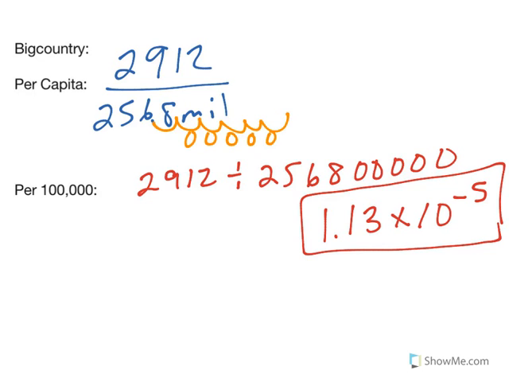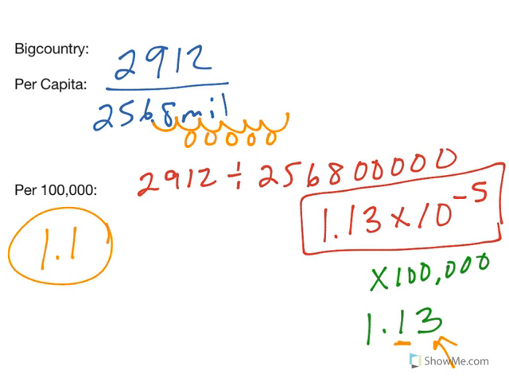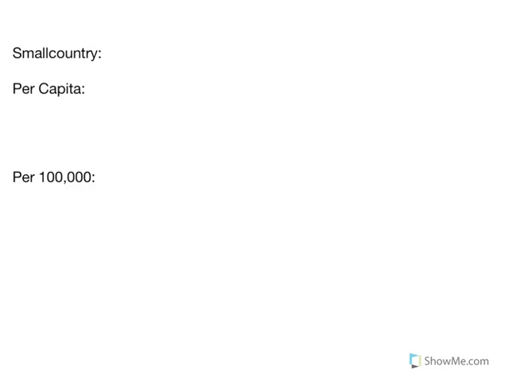So now when I want to go to per 100,000, I take that answer and multiply by 100,000, and I get 1.13. Well, to the tenths, the 3 rounds down, so per 100,000 would just be 1.1. So in big country, we actually have a smaller per capita and fewer per 100,000 in terms of blue cars.